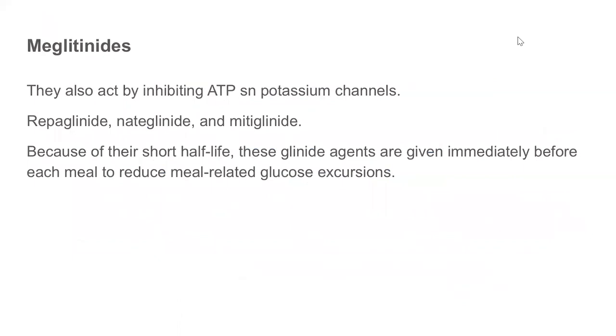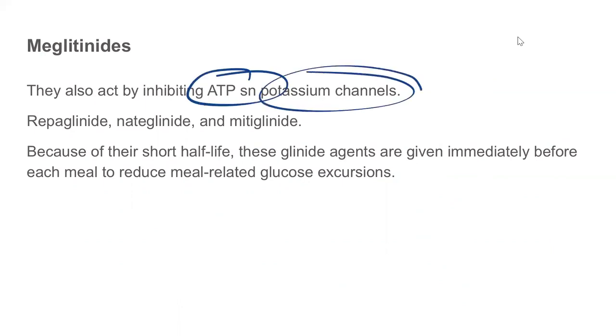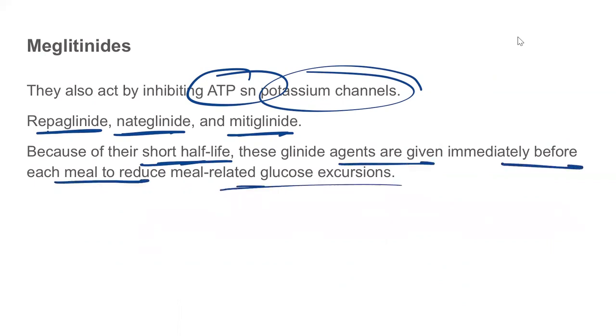The second secretagogue is meglitinides. They also act by inhibiting ATP-sensitive potassium channels. Examples are repaglinide, nateglinide, and mitiglinide. Because of their shorter half-life as compared to sulfonylureas, these agents are given immediately before each meal to reduce meal-related glucose increase.